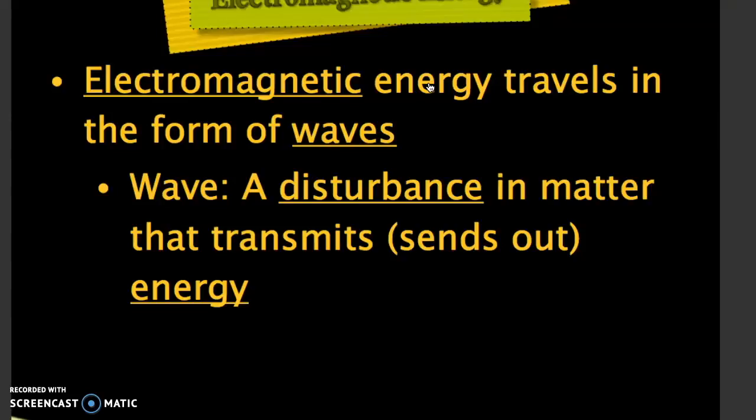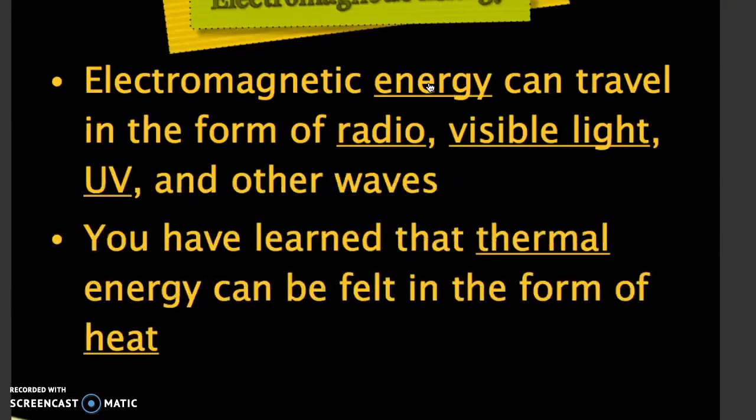So electromagnetic energy always travels as a transverse wave. And we know that a wave is a disturbance in matter that transmits energy. So we've learned about light so far in the electromagnetic spectrum, but electromagnetic energy can actually travel as radio, visible light, UV, and many other types of waves. And that's what we're going to be focusing on today.